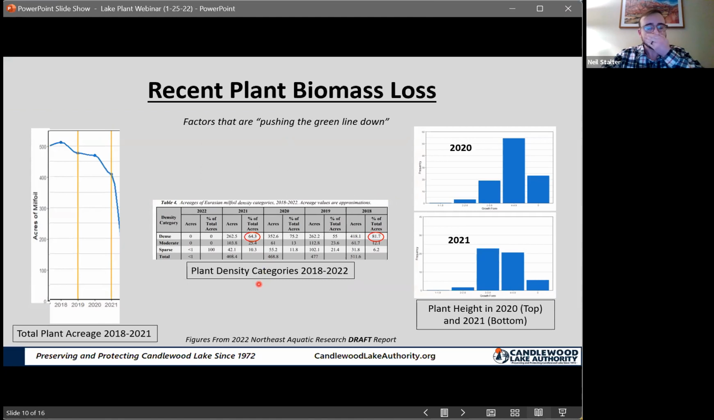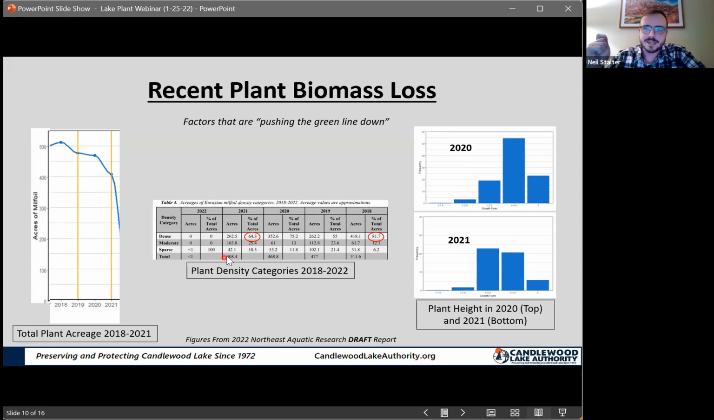And so these are the three factors that I mentioned that go into biomass. And these are all from this past year's 2022 draft plant survey report from Northeast Aquatic Research. So, thank them for their hard work and looking into this as well. When we're talking about plant biomass, we're really talking about three distinct variables. We're talking about total acreage, of course. As you have more acres of plants, you're going to have more plant material.